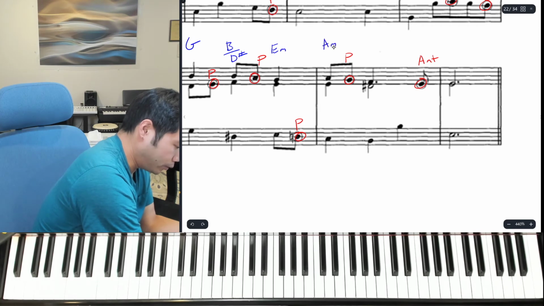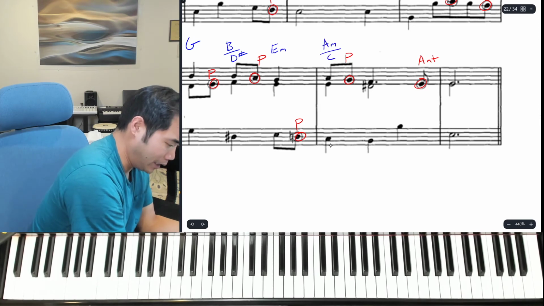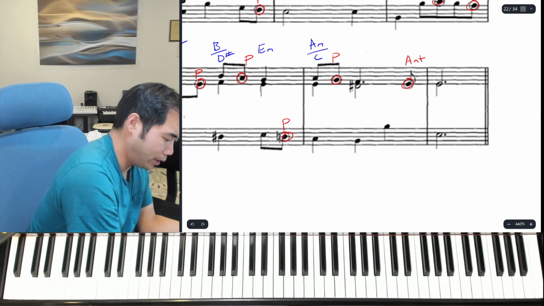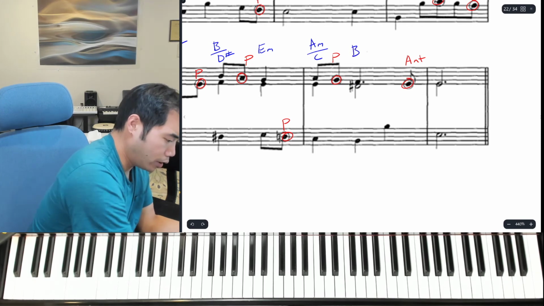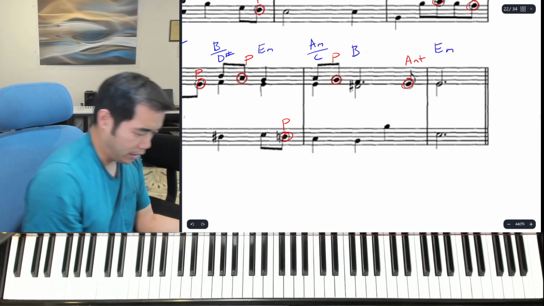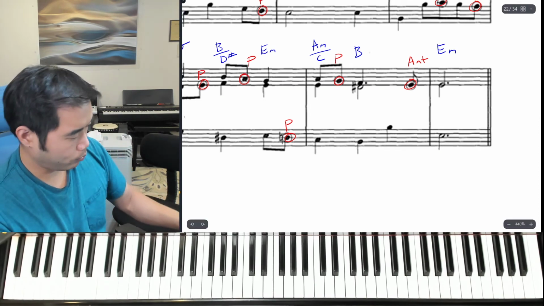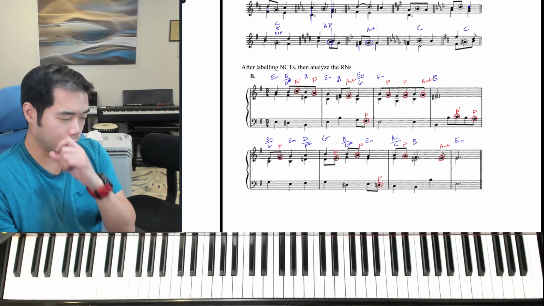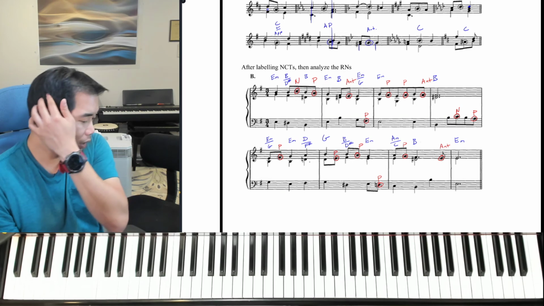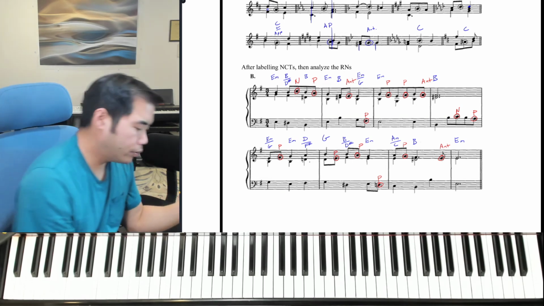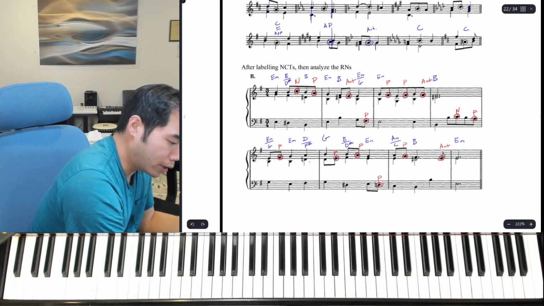This is a bit different over C, because we have A, C, and E, which spells A minor, and C is the bass note. Back to the B major chord, and back to presumably E minor, even though there is no G or B. E minor has been strongly established. So I've done my lead sheet symbols. Now all I have to do is do my Roman numeral analysis.